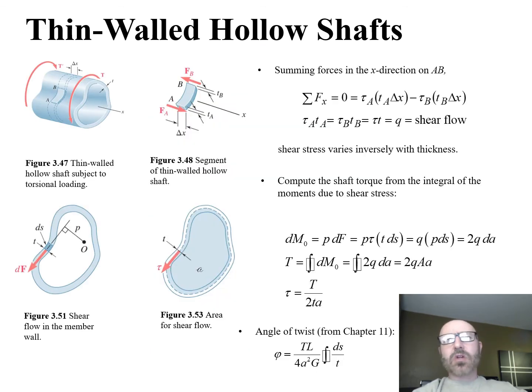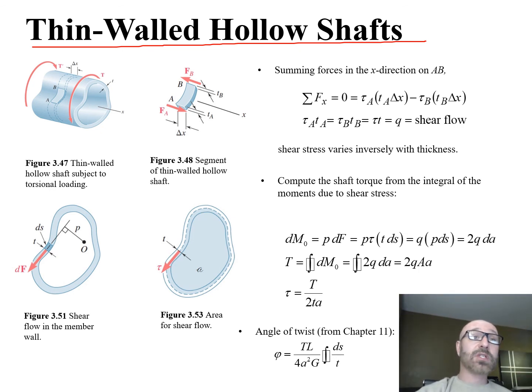So the next thing we're going to take a look at is our thin-walled hollow shafts. We can see over here in figure 3.47, we have a thin-walled hollow shaft subject to torsional loading. So it's the same type of diagram we've seen before for our circular shafts, and now we've seen it for our non-circular shafts. But now for these thin-walled ones, what else is different?